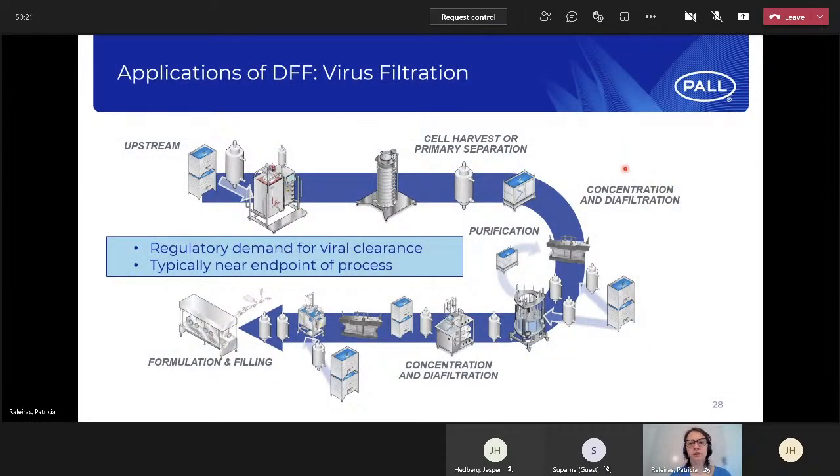So I just want to do a little parenthesis about virus filtration. Virus filtration might not be something that you think about immediately when you're doing your first sketch of how a purification process looks like, but it's very important, especially, not only, but especially if you are producing anything in mammalian cells, because you typically will need 2 orthogonal steps in the process where you can show that you do viral clearance. So this is a regulatory demand.